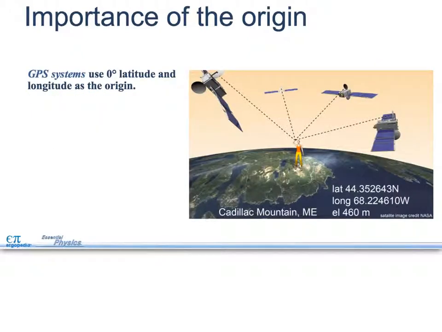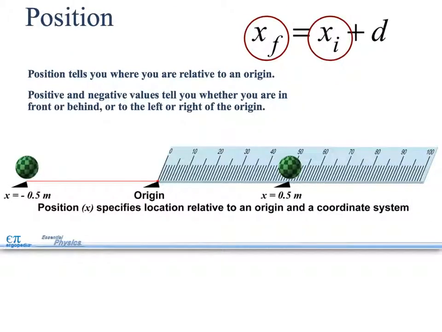Importance of the origin: the GPS system uses 0 latitude and longitude as the origin. So position tells you where you are relative to an origin. Positive and negative values tell you whether you're in front or behind, or to the left or the right of the origin. If you look at our little graph here, this is our origin. And this is the positive direction, and this is the negative direction.